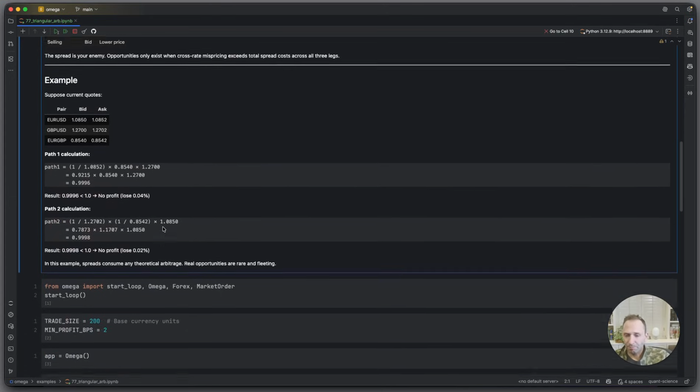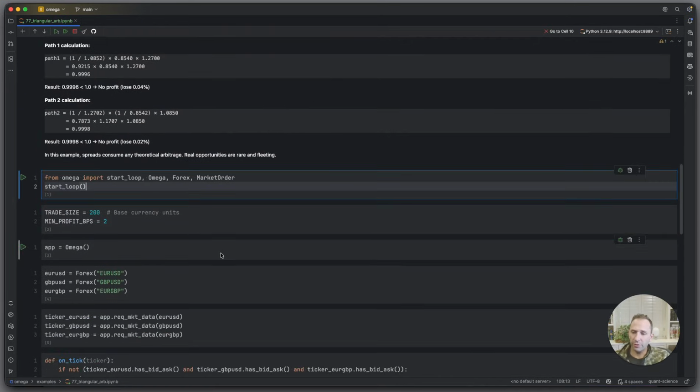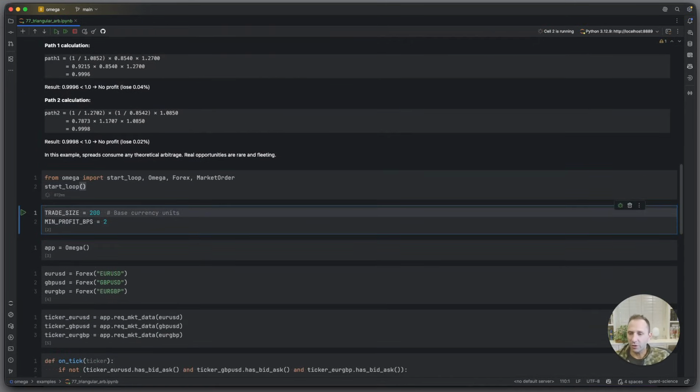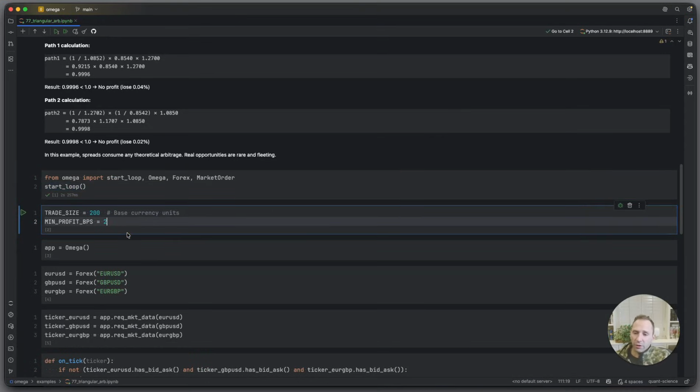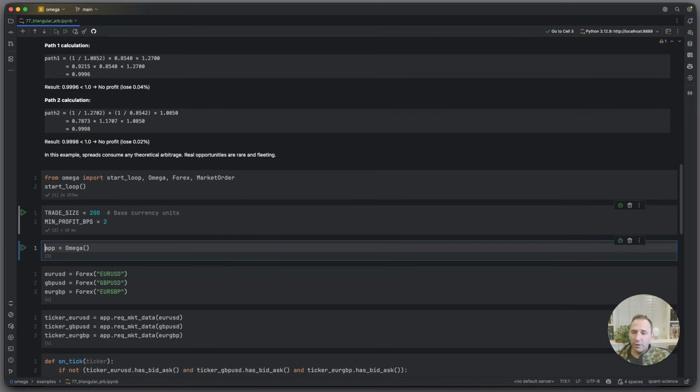So in the code, let's get it going. We're going to use our Quant Science execution engine, which is called Omega. And as you can see, we are now set up. This start loop basically starts the event engine in the background and lets us run an event-driven process. So we're going to create a trade size of just 200 base currency units, so that's $200. And we're looking for a minimum profit of 2 basis points, so 2 pips, tiny, right? This is the trade. It's just tiny trades over and over and over again.